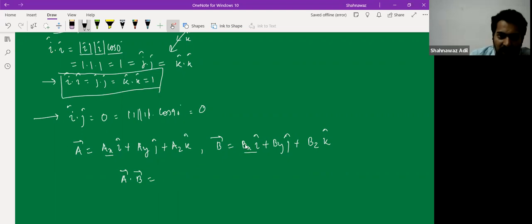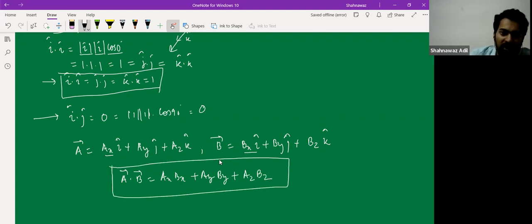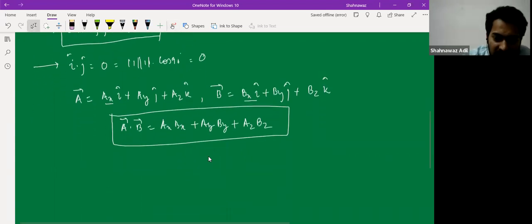dot I is one. So only for the case of I, only the I dot I will survive, and I dot J will be zero and I dot K will be zero. So this will only be AX into BX. And similarly, you will have AY into BY and then AZ into BZ. So this is the dot product for the Cartesian form. And there are more properties, but we'll discuss that later in the question. Okay. So there is another product which is called the vector product.